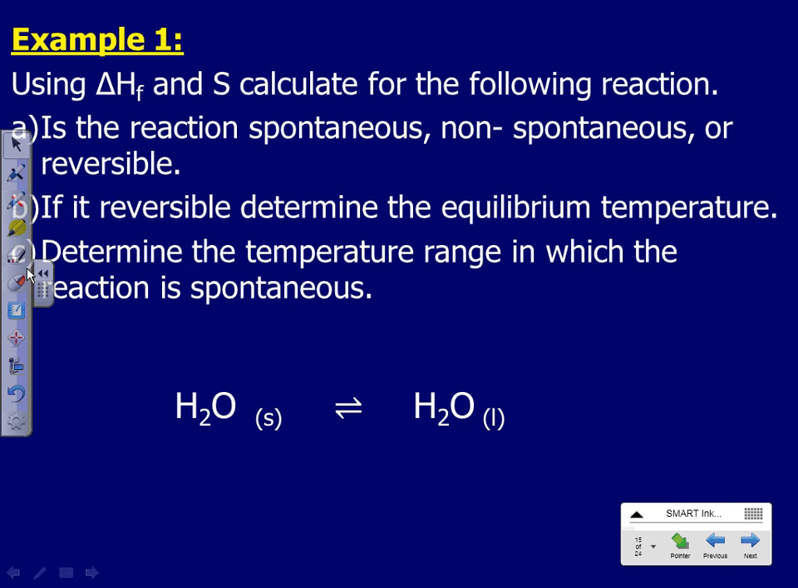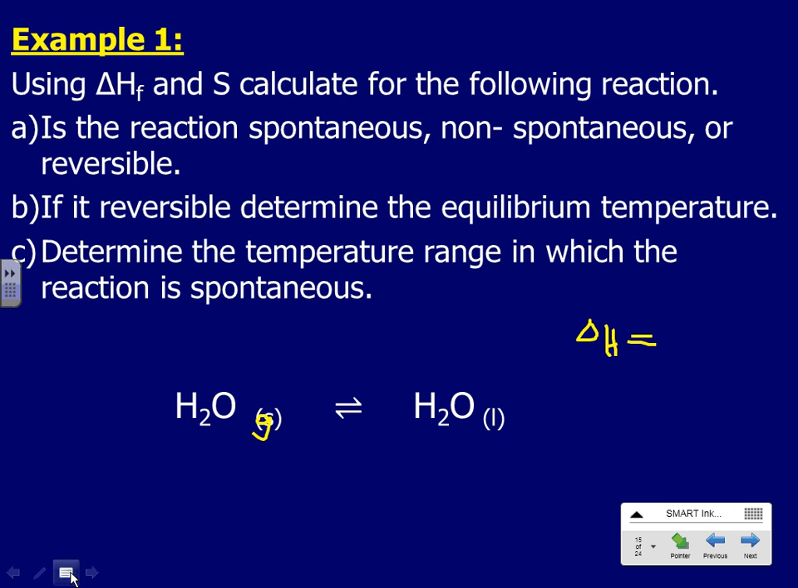Okay, and what I want to talk about one more time is this last question here. Determine the temperature range in which the reaction is spontaneous, right? And that has to do with the signs of the delta H and the delta S, okay? Now, just to fix it, because we couldn't find the thermodynamic data for a solid, we turned that into a gas, correct? And we would have had some delta H and delta S information, and I'm just going to ask you for that right now.